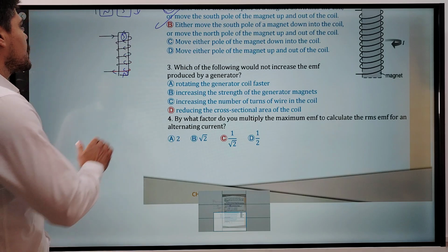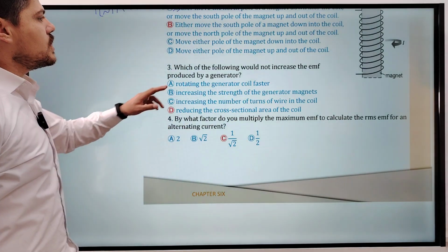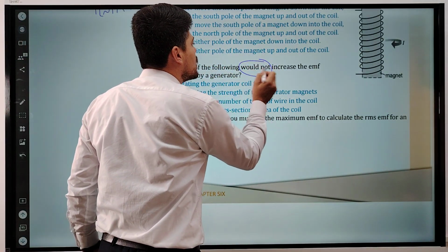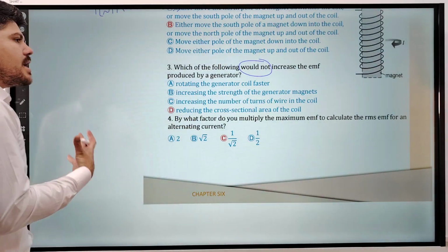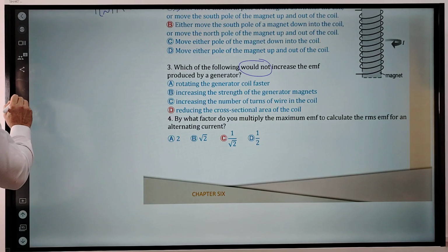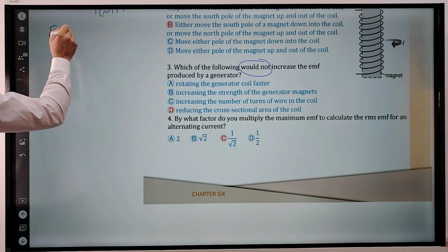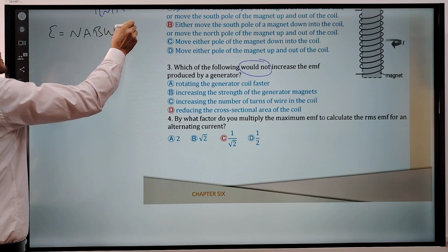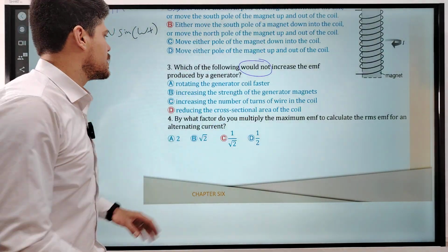Question 3. Which of the following would not increase? Would not, please be careful. Not increase what? The EMF produced by a generator. I suggest that you write down the equation of EMF for a generator, which is equal to NAB omega sine omega t. Which of the following will not increase?